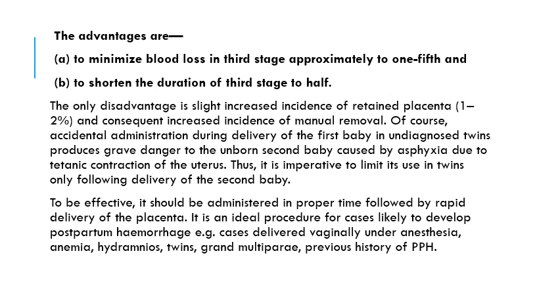Of course, accidental administration during delivery of the first baby in case of undiagnosed twins may produce grave danger to the unborn second baby caused by asphyxia due to tetanic contraction of the uterus. So, we should limit its use in twins. The oxytocin drug should be administered only following delivery of the second baby in case of twin deliveries. To be effective, it should be administered in proper time followed by rapid delivery of the placenta.